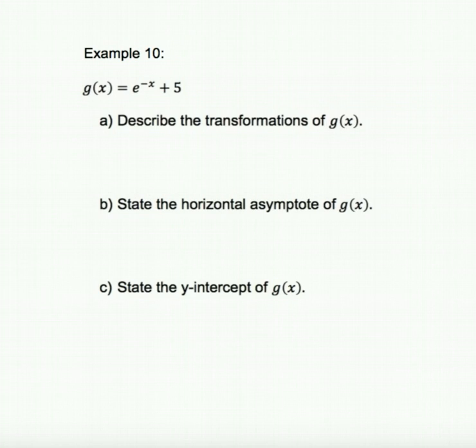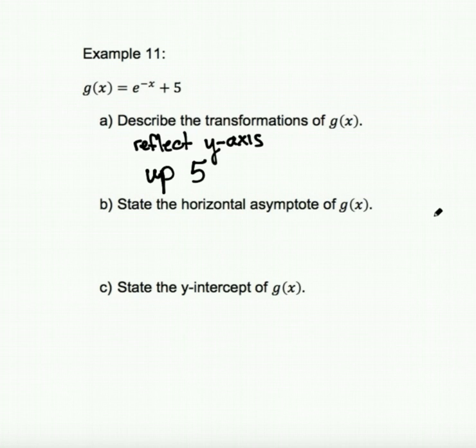Example 10. This time we're given the function g of x equals e to the negative x plus 5. Part A says describe the transformations. Well, we have a negative inside the function. A negative inside the function is going to reflect the graph across the y-axis. And then the plus 5 on the outside is going to take my graph and shift it up 5.